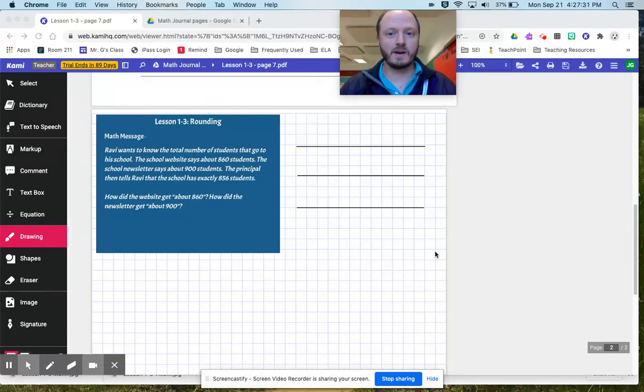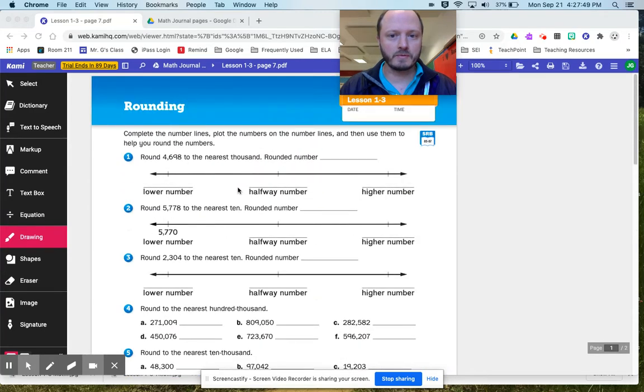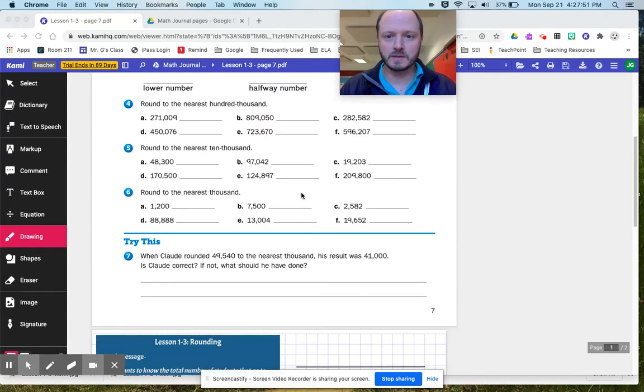Hi, boys and girls. It's lesson 1-3 on rounding. And we are going to be trying out our new program, Cami. We're going to post this as well as have the regular journals available to you, so you can do one or the other. But we have our journal page built right into this document.